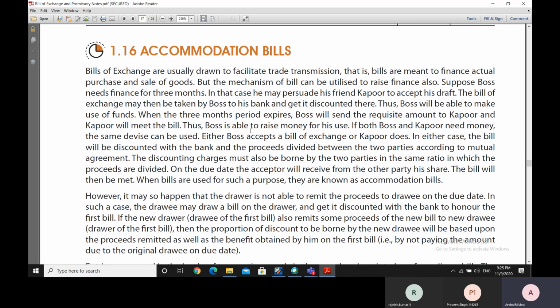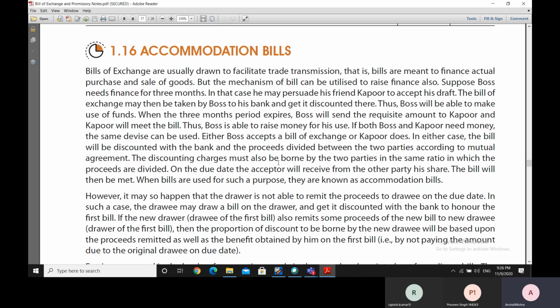If both Bose and Kapoor need money, they can use the same device, because after taking the money from the bank, they can divide the money among themselves. So either Bose will accept a bill of exchange that will be made by Kapoor, or Kapoor will accept a bill of exchange that will be drawn by Bose. In either case, they will take the bill and discount it with the bank, and whatever proceeds they get from the bank, they will divide between themselves according to their own mutual agreement.